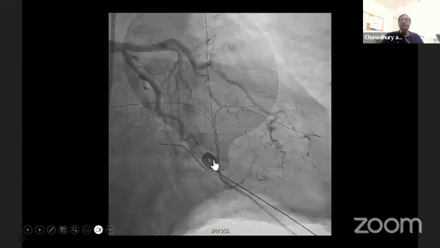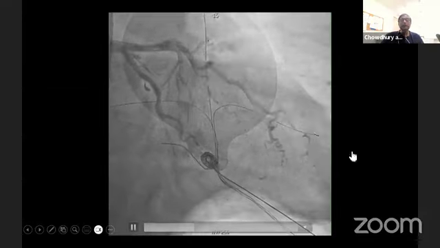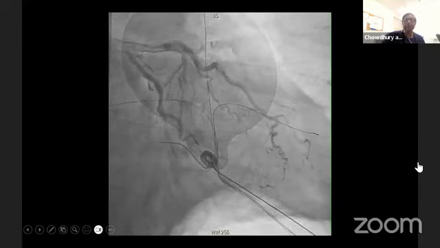Okay, I have this issue now. Okay, so at least it's moving.